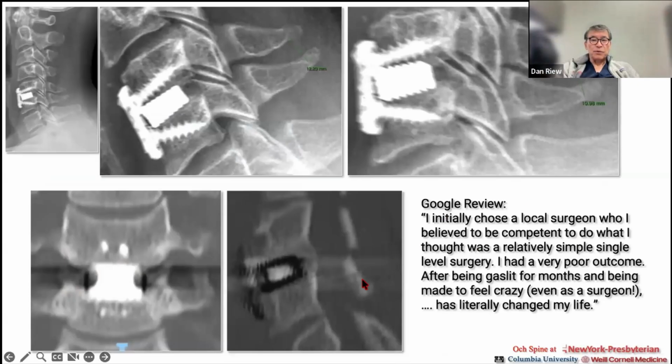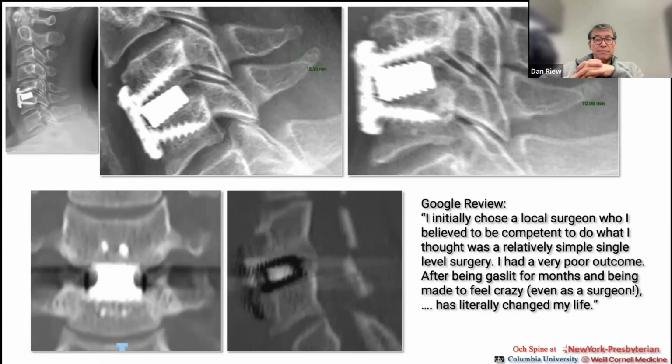This is the review of an orthopedic surgeon who at this operation was told that there was nothing wrong. When I fixed her non-union, she says, I initially chose a local surgeon who I believed to be competent to do what I thought was a relatively simple single-level surgery. I had a very poor outcome. Initially, she did well. The symptoms came back.